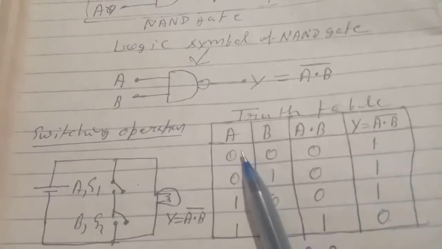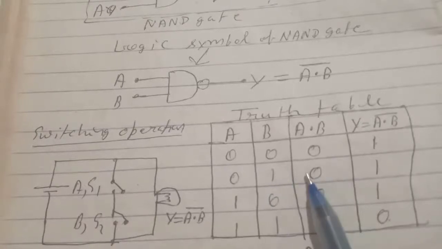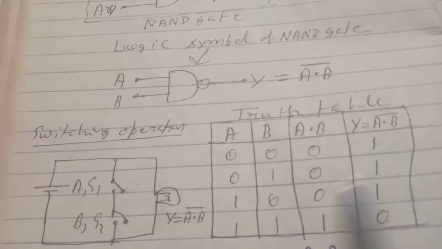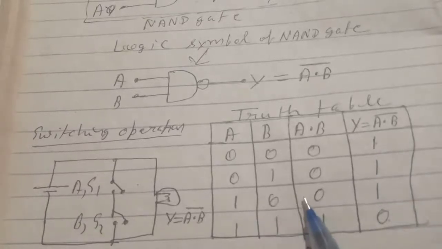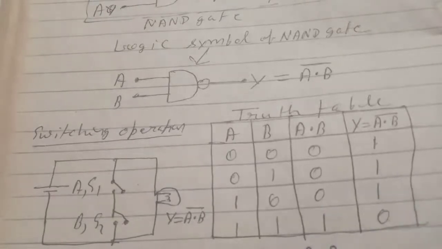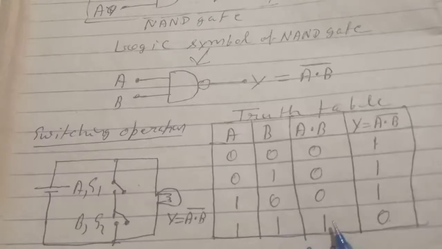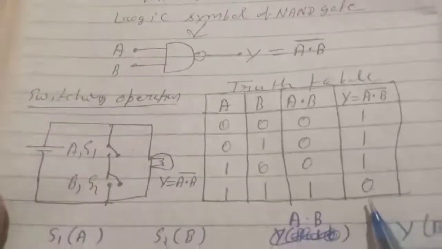Here again, A is equal to 0, B is equal to 1, and A dot B equals 0. So the output of the NAND gate will be 1. Again here, A equal to 1, B equal to 0, and A dot B equal to 0. So A dot B bar will be 1. Here again, 1, 1, and A dot B is also 1, and so this will be 0.